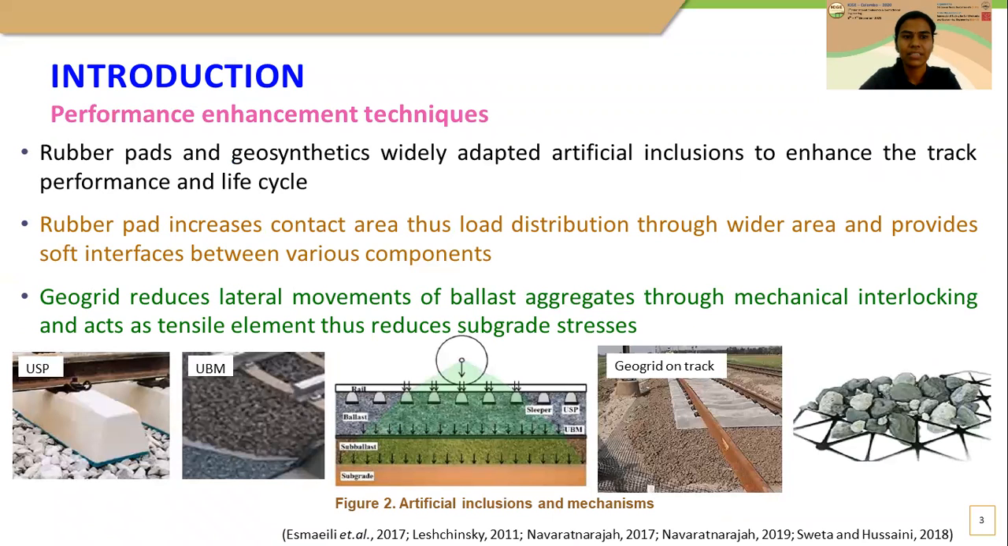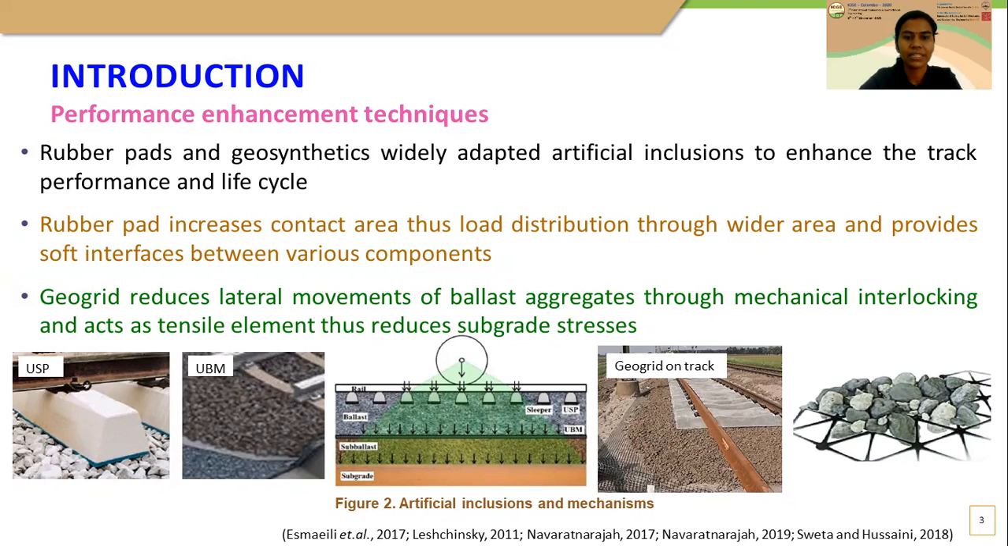I'll move on to the commonly used techniques to improve the performance of ballasted rail tracks. Rubber pads and geosynthetics are widely adopted artificial inclusions. A rubber pad increases the contact area, therefore it distributes the load through a wider area, and also it provides soft interfaces between various components of ballasted rail tracks.